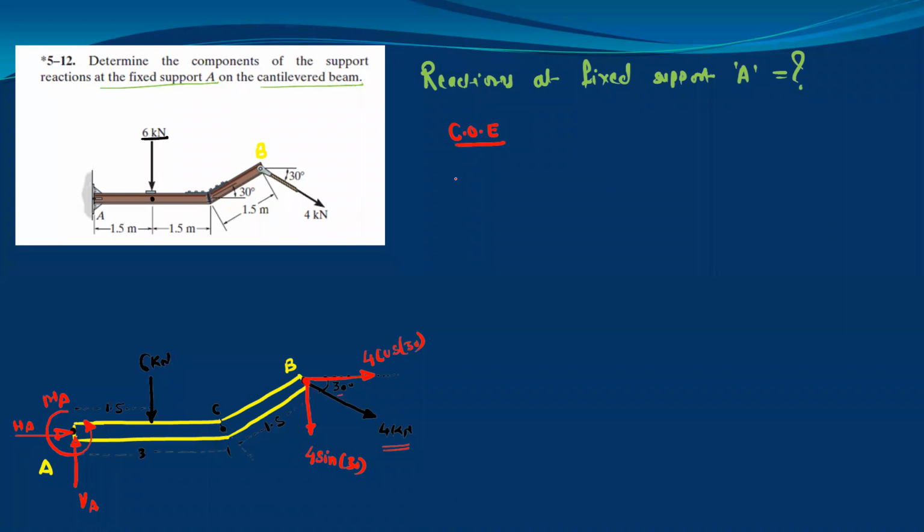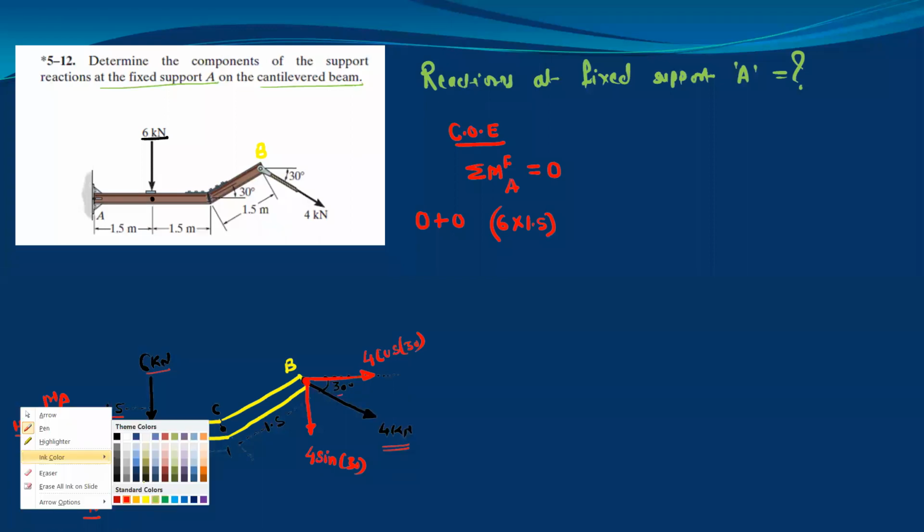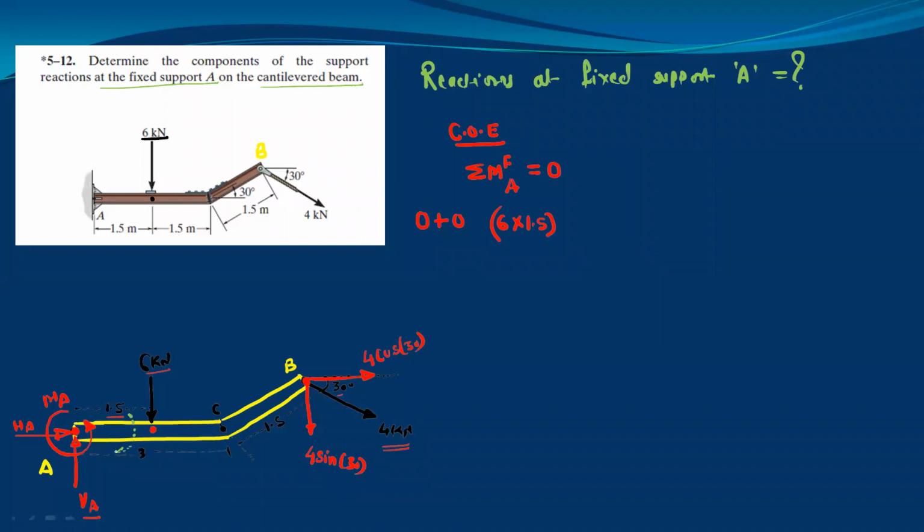After this, you can use the conditions of equilibrium. First use the summation of moment condition: summation of moment by all the forces about the point A. So take the moment at point A only, and this is equal to 0. For the moment equation, we have to take the moment by all point loads. Moment by VA is 0. Moment by HA is 0. After this, we have 6 kilonewton, so 6 into the perpendicular distance of this force from point A, which is 1.5 meter. This moment will be clockwise. If you observe the rotation because of 6 kilonewton, the beam will rotate in the clockwise direction about the point, so it is negative.